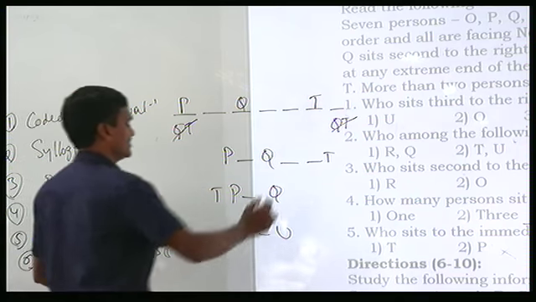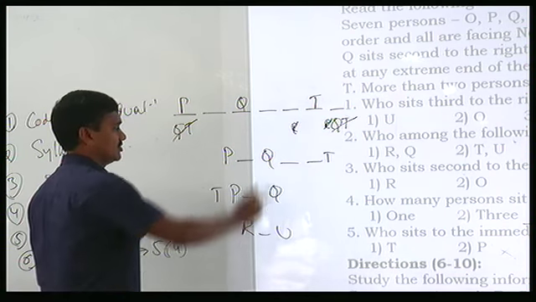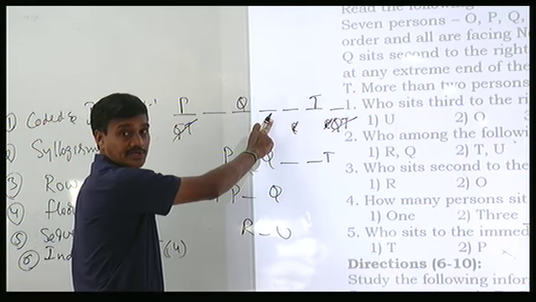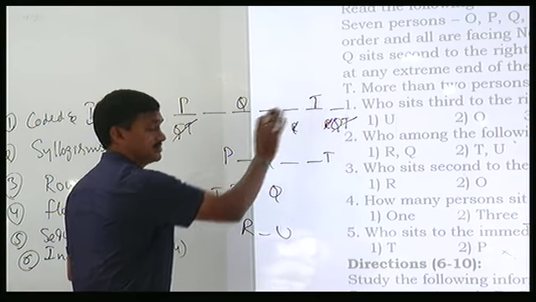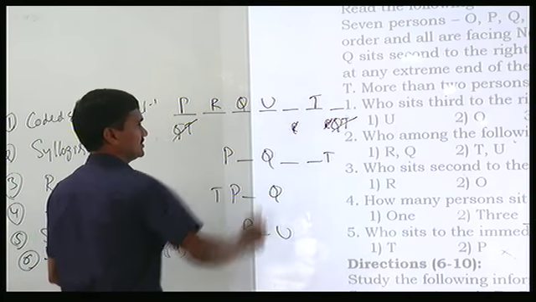And R and T are not seated adjacent to each other. Hence, R cannot be in these 2 places. As R cannot be in these 2 places, can R be here? Can R be here? If R is here, then U must be here, which is ruled out. Hence, R here, then U is here.